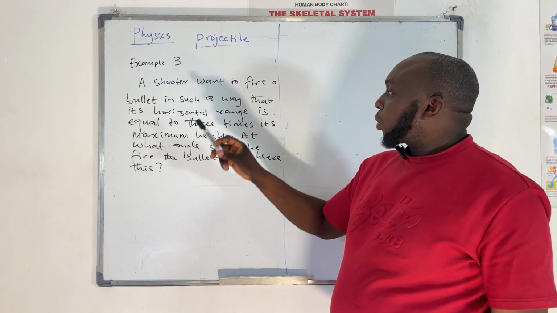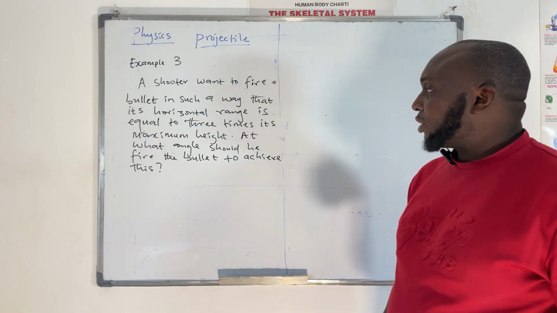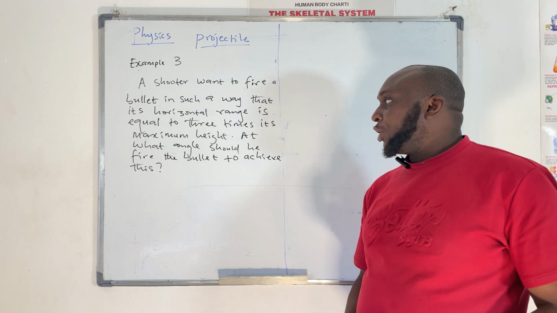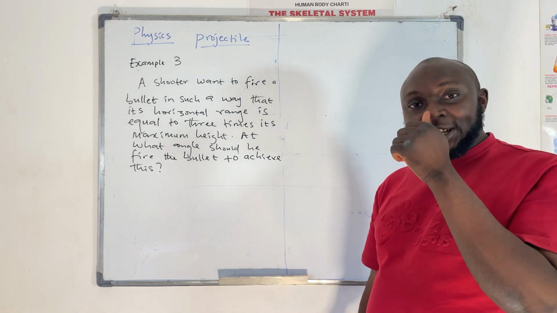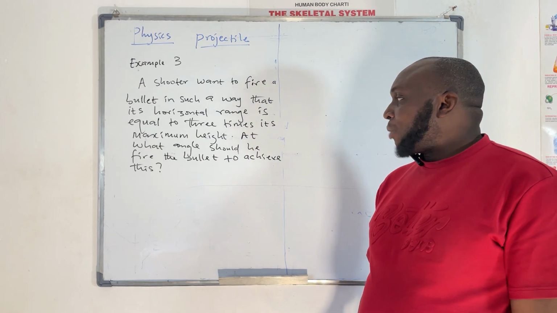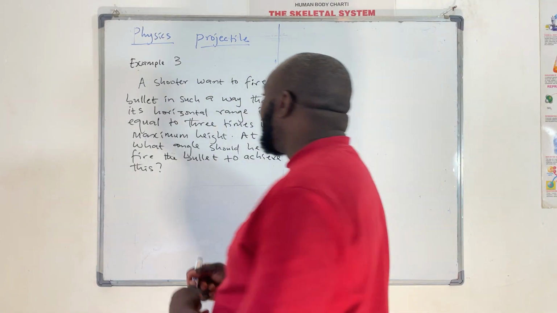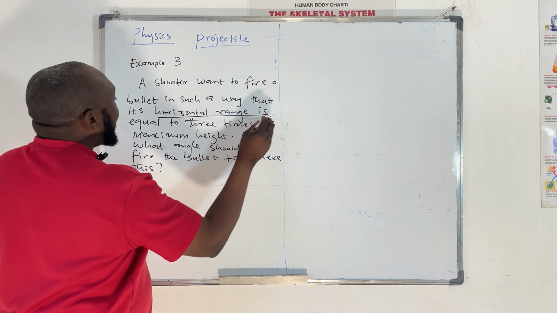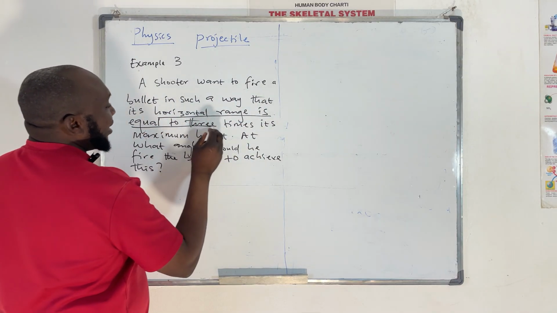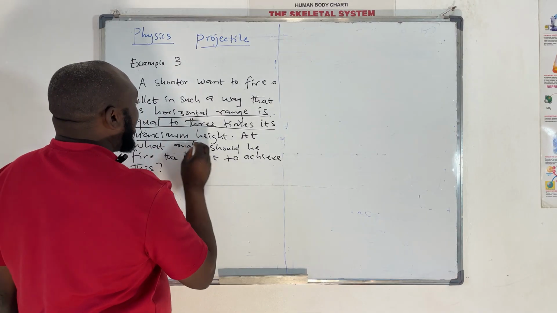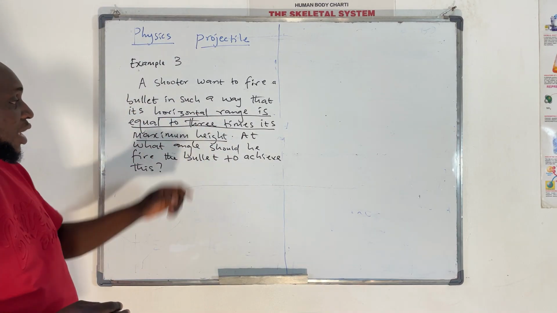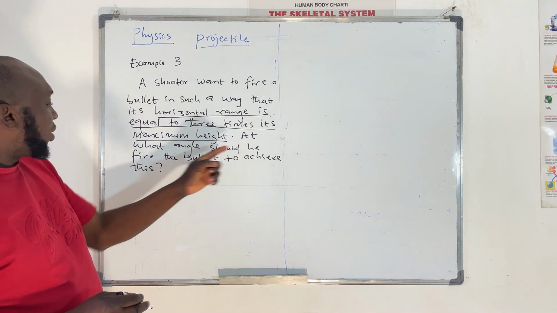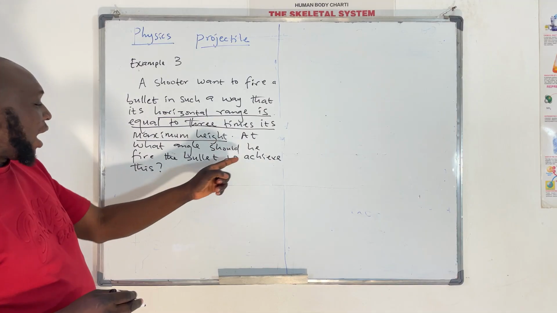A shooter wants to fire a bullet in such a way that its horizontal range is equal to 3 times its maximum height. Understand this statement here. Its horizontal range is equal to 3 times its maximum height. This point is very, very important. And the question is, at what angle should he fire the bullet to achieve this?